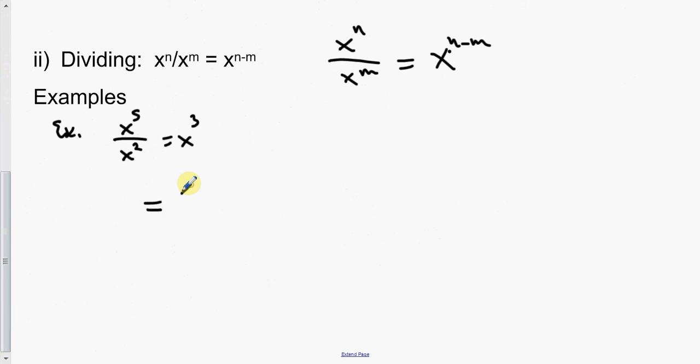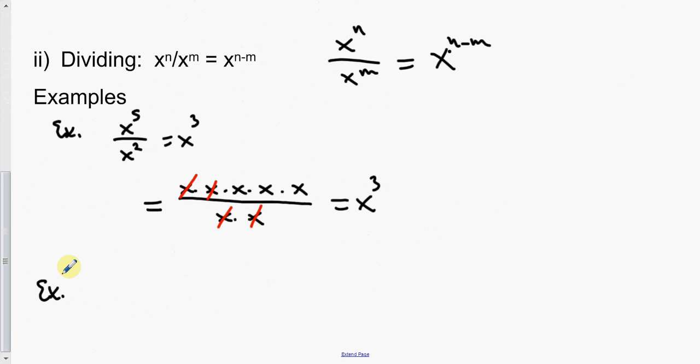that this is x times x times x times x times x. Should be 5: 1, 2, 3, 4, 5. Divided by x times x. If I use the law of cancellation, x divided by x cancels out, x divided by x cancels out. How many x do you have left? Three of them. It's not 3 times x. This is x times x times x. This is x to the third. Okay.